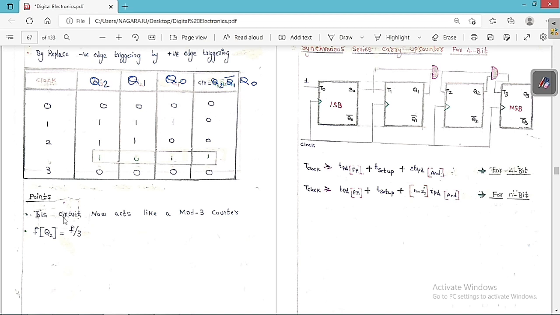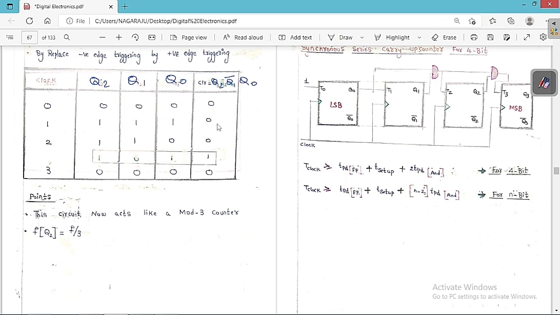So the circuit now is going to act like a mod 3 counter, and I already told you the frequency of the MSB bit is equal to supply frequency divided by the mod number, which is 3. This is the point one has to remember. Therefore if you go for the positive triggering, it is going to act like a mod 3 counter, and the frequency of the MSB bit is equal to supply frequency by mod number, which is 3. Always keep this point in your mind.